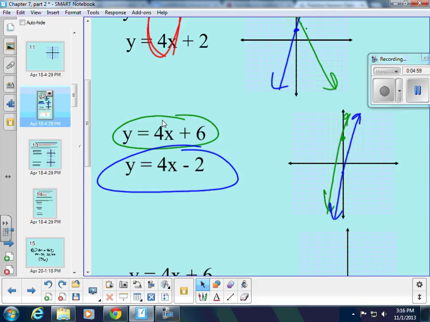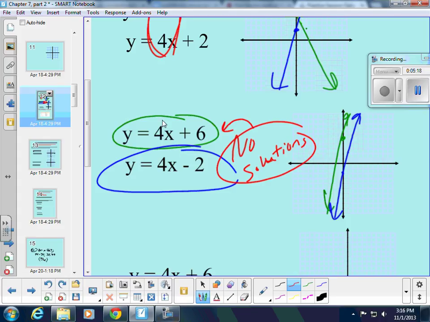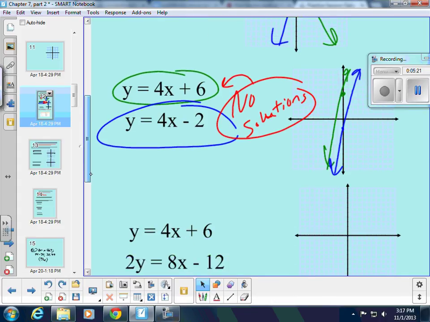Since to get to the next point on the line, I'm always going up 4 over 1, up 4 over 1 for each one of them. So there's no way those two lines can intersect. So this is the no solutions case. But a student could find that, without even graphing, without trying to use one of our methods, by just looking at the two equations as long as they're in slope-intercept form.